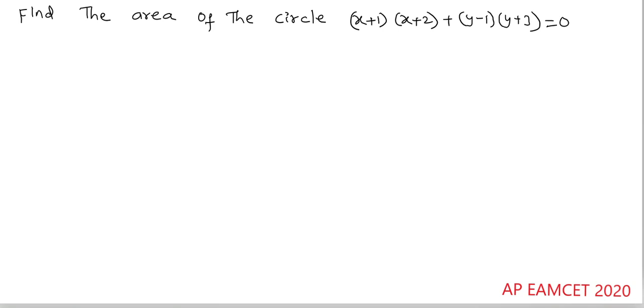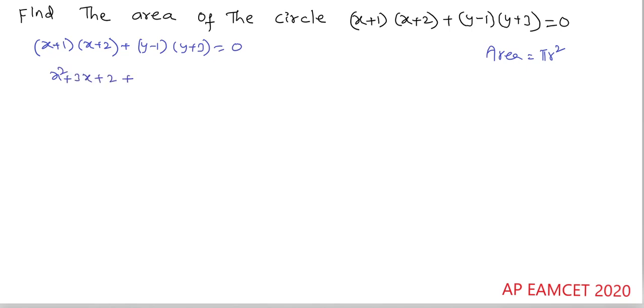Find the area of the circle (x + 1)(x + 2) + (y - 1)(y + 3) = 0. So we know that area of the circle is equal to pi r square. Now we find the radius of that circle. The given circle is (x + 1)(x + 2) + (y - 1)(y + 3) = 0. That is x square + 3x + 2 + y square + 2y - 3 = 0. This is x square + y square + 3x + 2y - 1 = 0.